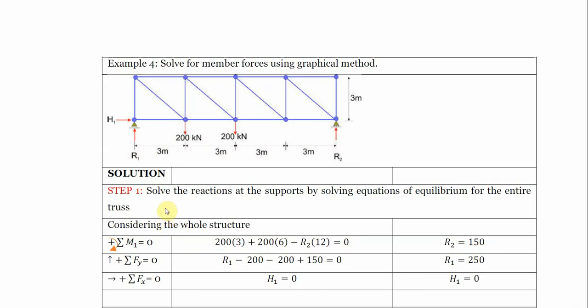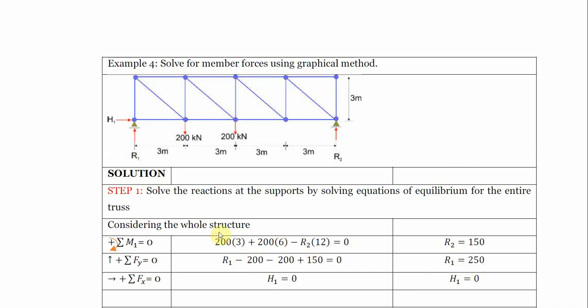Then to get our vertical component, we say summation of forces along the y-axis equals 0. So all forces coming up or down, we sum them together. Starting from this, we have R1 going up, we take this one to be positive. This one coming down, we have negative 200, negative 200. Then this one going up again, positive. We sum it together. That gives us our R1, which is 250 kilonewtons.